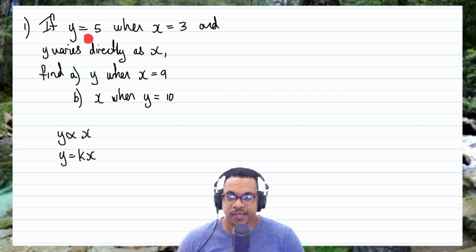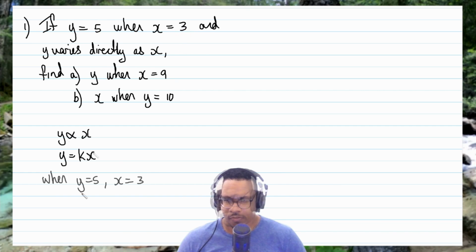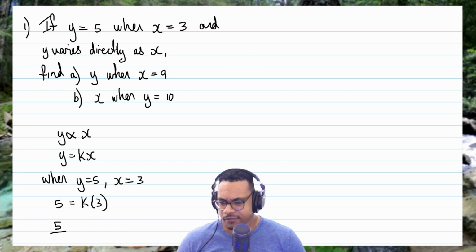So we know that y is 5 when x is 3. So I'll substitute this information into this equation here. So we have y, I'll put 5, and that's equal to k times x, and x is 3. And now I'll transpose for k. So seeing that we have k multiplied by 3, I'll move this 3 across the equal sign, and the operation will change from multiplication to division. So I'll have 5 divided by 3 is equal to k.